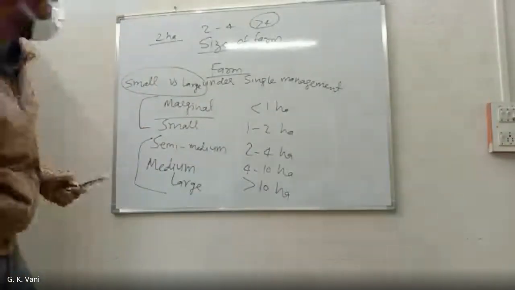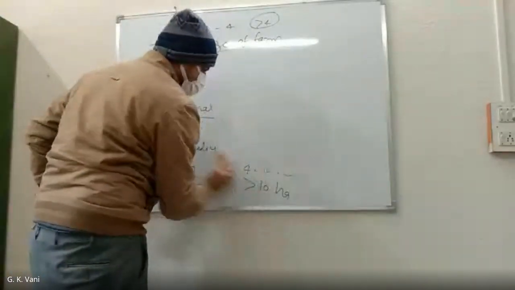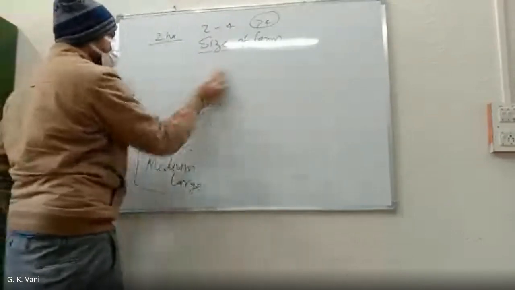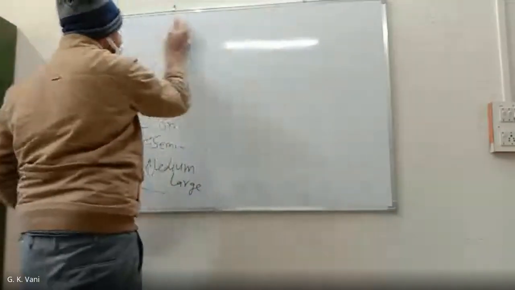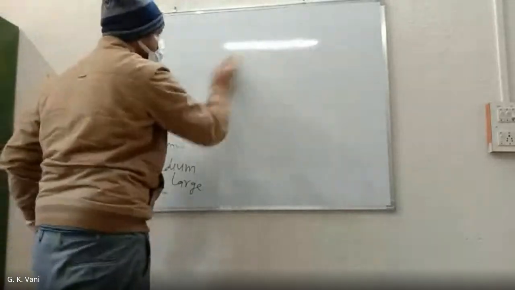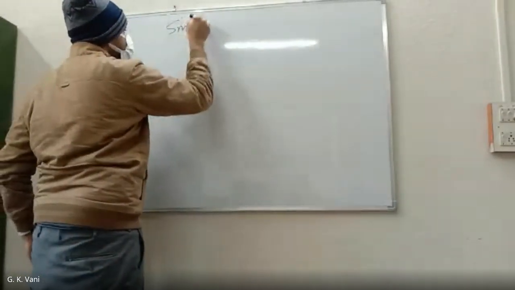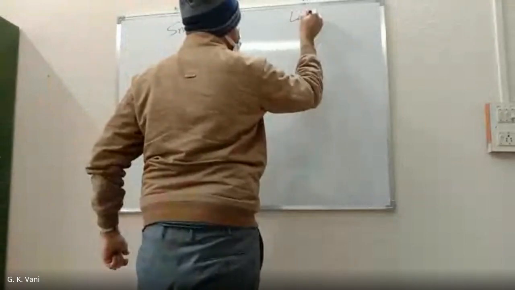Okay. So far we know this classification. Now, without going into further details, because in this course we learn about different types of farms and systems of farming also. So now we must understand the pros and cons of having small and large farms, right? We must understand what small farms can offer, what large farms can offer, right?